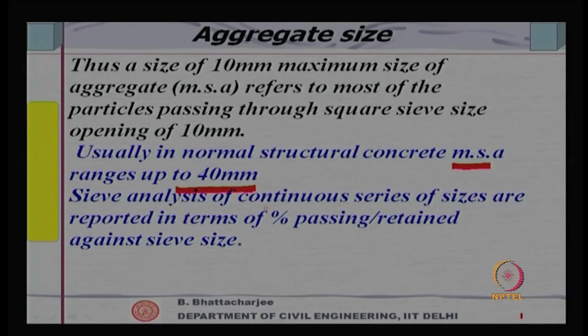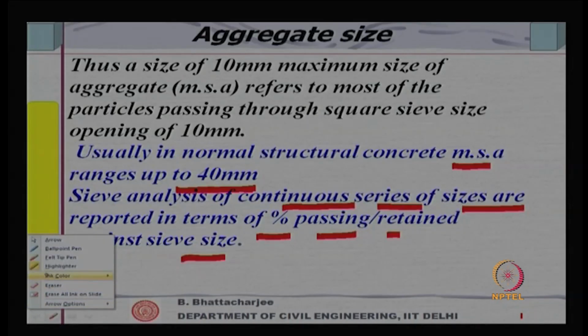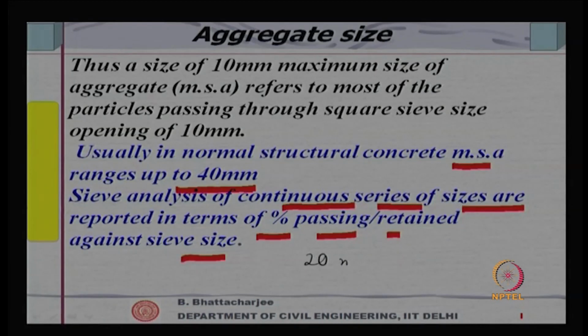Now, then we carry out sieve analysis in a continuous series of sieves, and results are reported in terms of percentage passing or retained against sieve size. So, it is in a tabular form usually, for example, 20 mm, 10 mm, etcetera, and percentage passing. So, maybe 99% passing through this if the MSA is 20 mm, maybe 50% or 60 or 70% passing through this, etcetera. So, this is how we express.